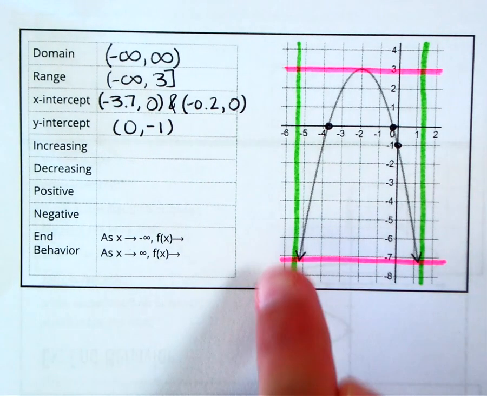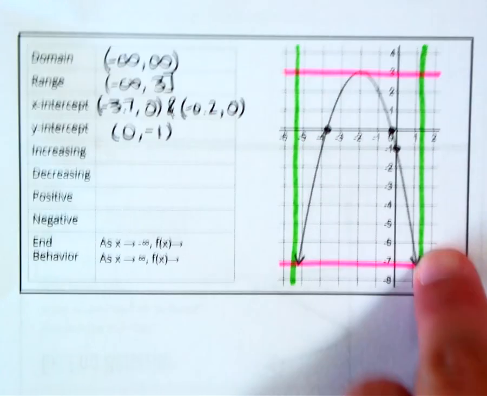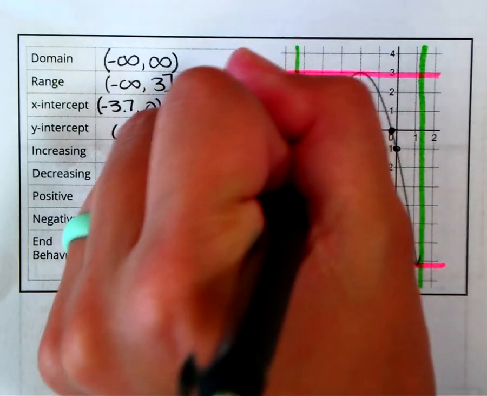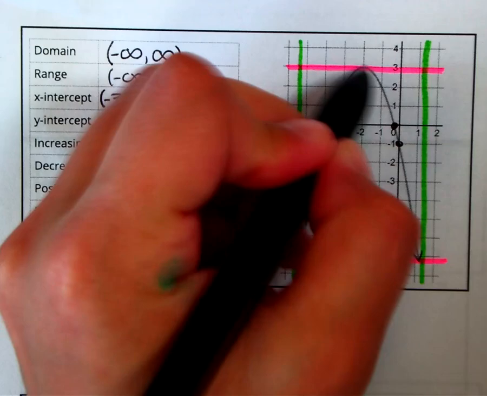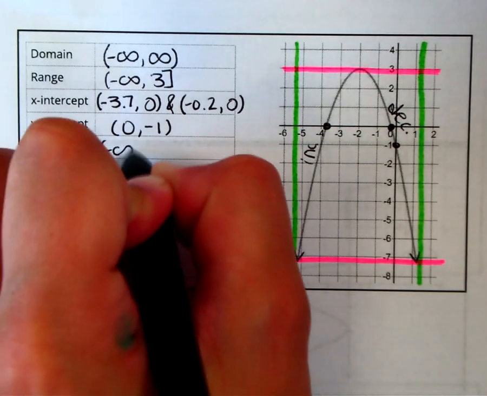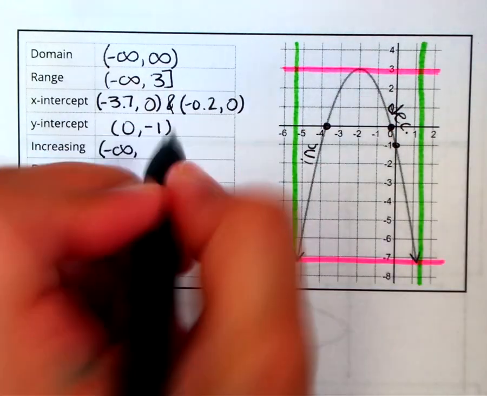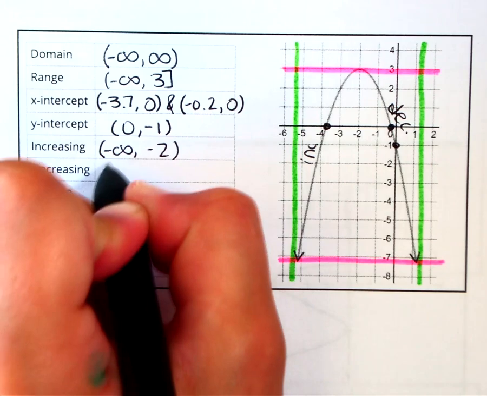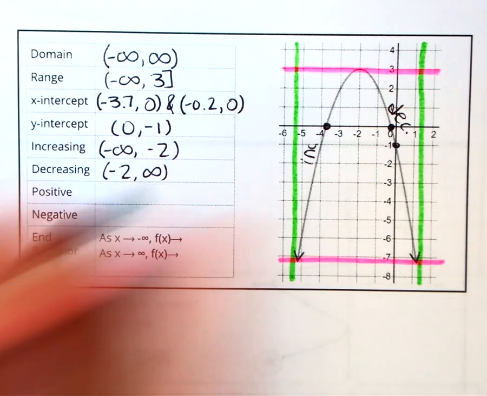And then increasing, decreasing, we'll trace it from left to right. So I start by increasing, so the first part of the domain, and then it switches over to decreasing. So I increase from the beginning of the domain until this x value of -2, and I decrease from -2 on.